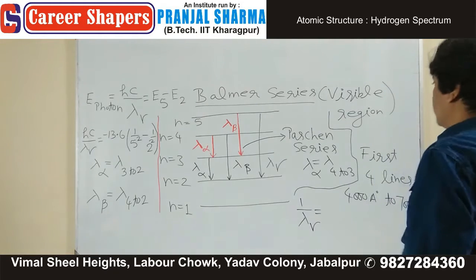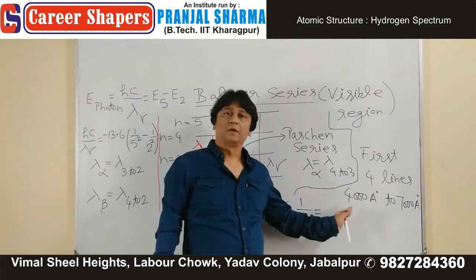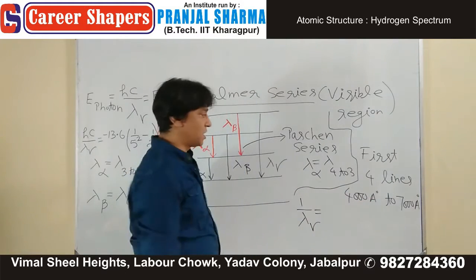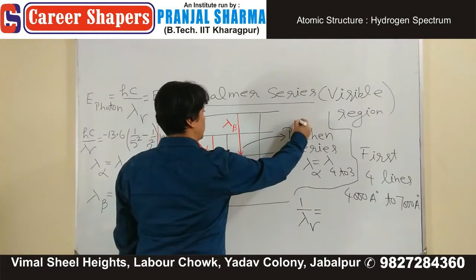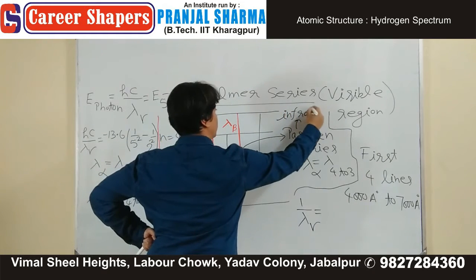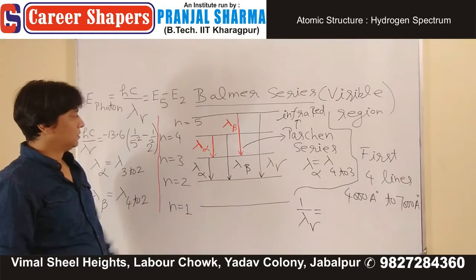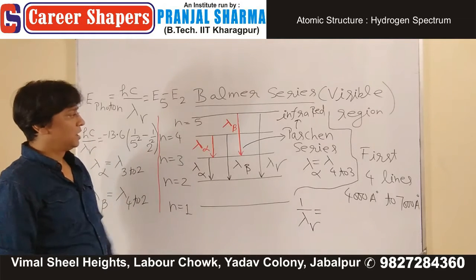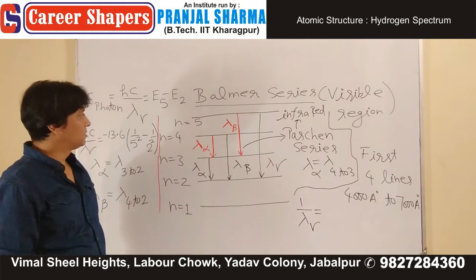Good. Paschen series lies in what? Before red. That means what? Infrared. This Paschen series lies in the infrared region. Write down this way in a separate figure or the same thing, and then write down that Paschen series wavelengths lie in the infrared region.